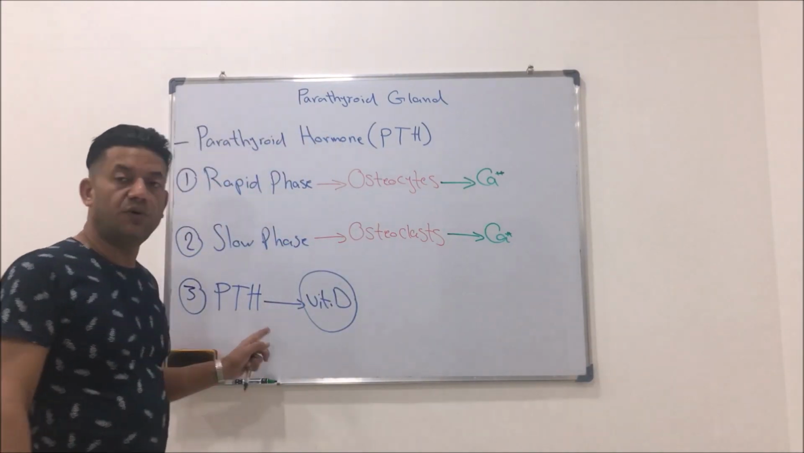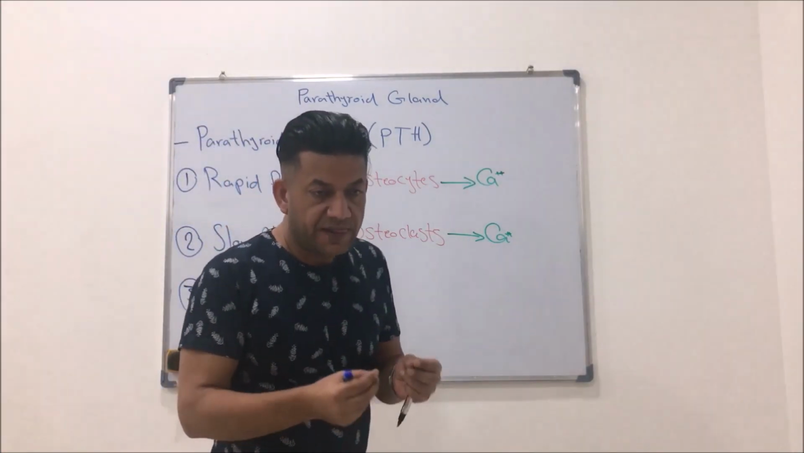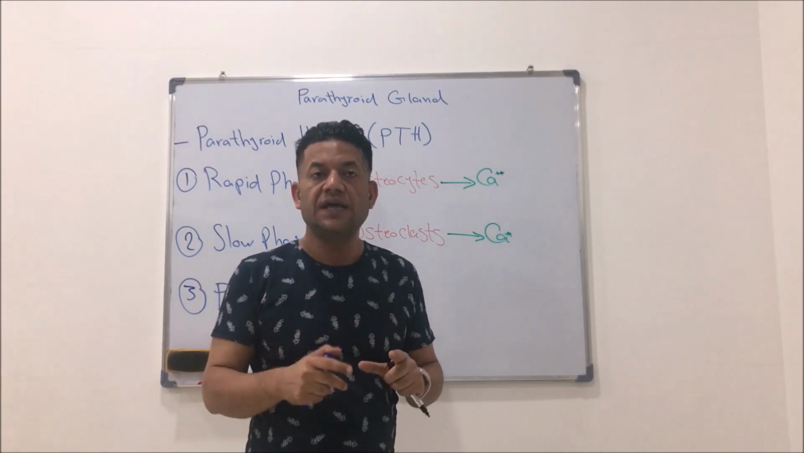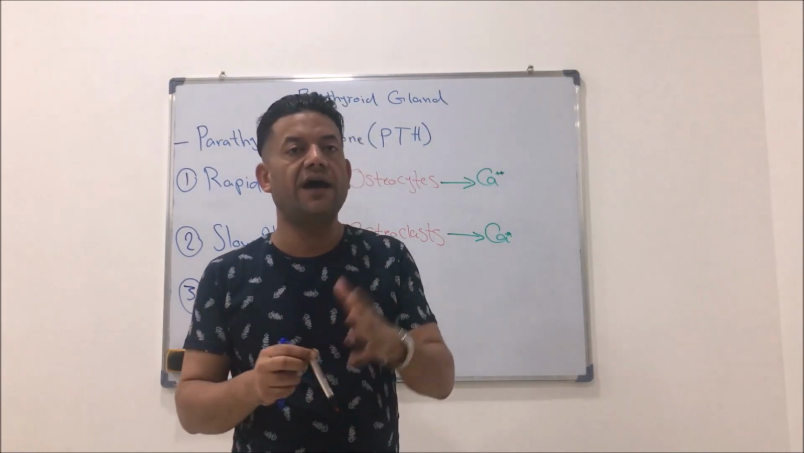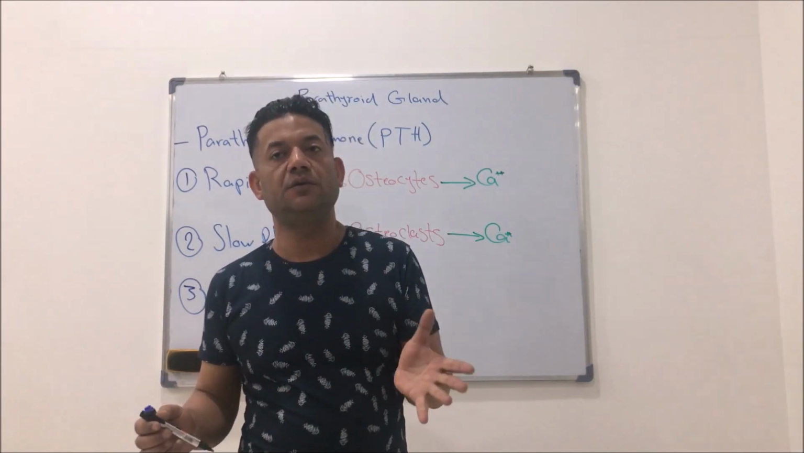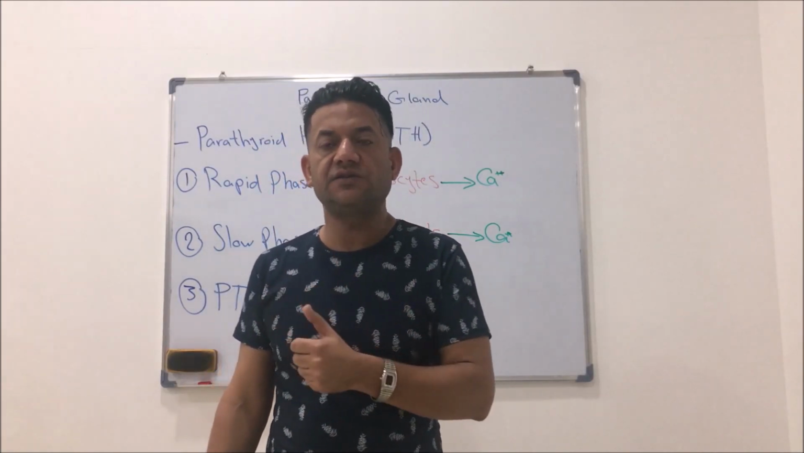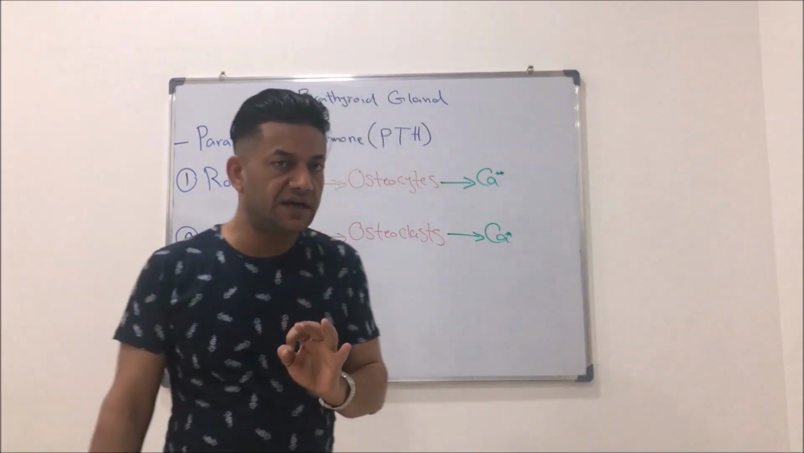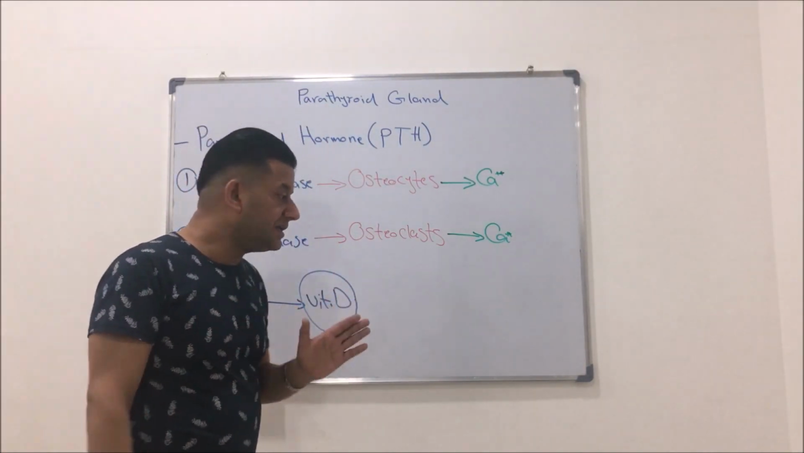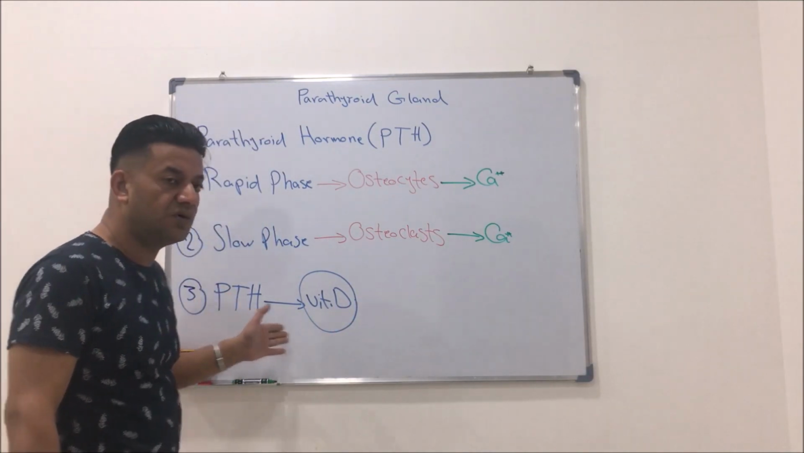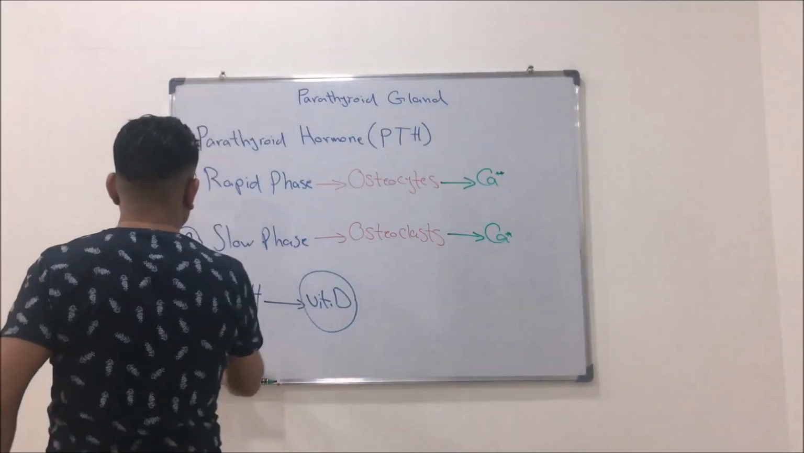When parathyroid hormone affects vitamin D, it will cause activation of vitamin D to result in the active form of vitamin D, which in fact affects the mobilization of calcium and phosphate. We will see together the steps of formation of vitamin D and how the parathyroid hormone affects vitamin D activation.